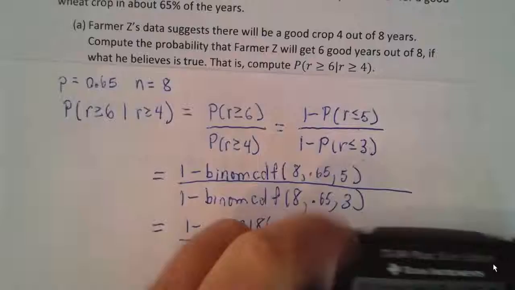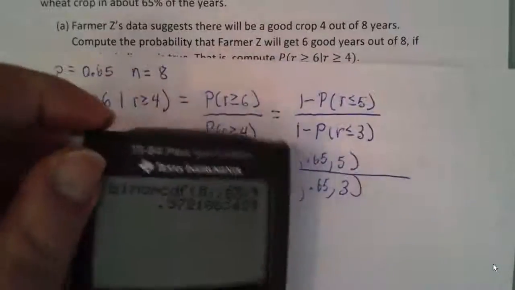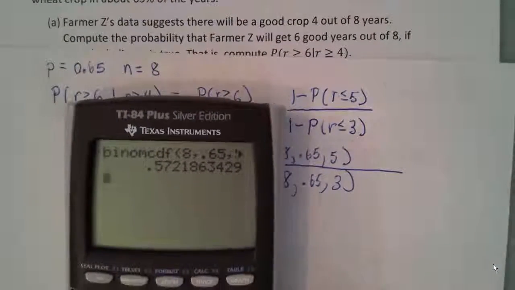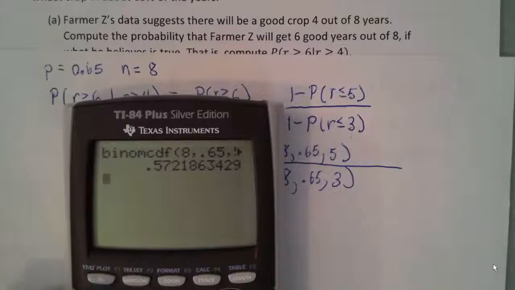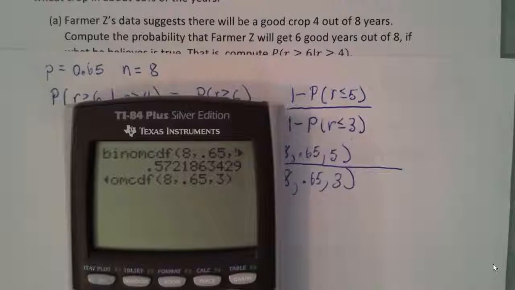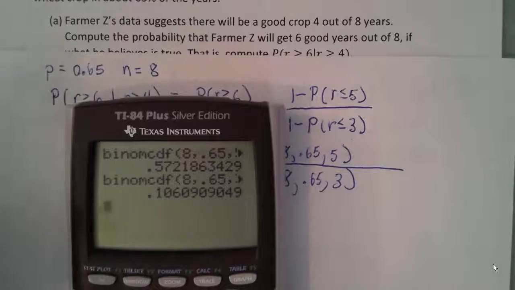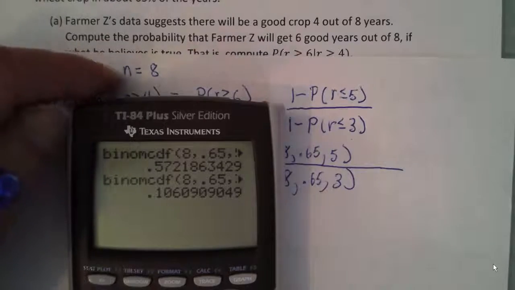And now we want to look up the corresponding probability with 3 or fewer successes. So the entry key will do us some good. Change that 5 to a 3. And this one is 0.1060909.